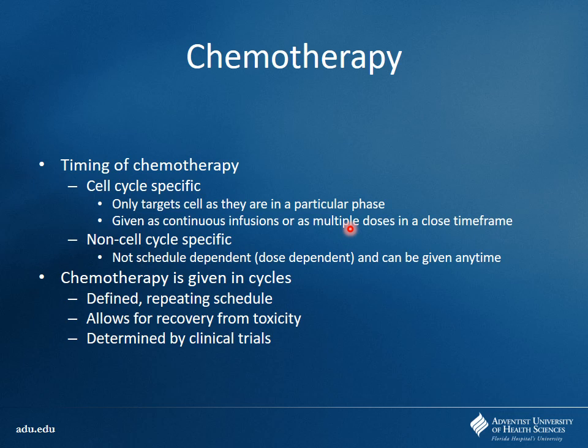I'll show you an example here of a chemo regimen just a little bit. But again, cell cycle non-specific drugs you can give whenever. It doesn't really matter. They're going to be affecting those cells regardless. And then we'll typically give chemo in cycles. These are defined repeating schedules, and again, this is all done by clinical trial. Usually someone else has done the clinical trial to figure out what's the best regimen for your patient, and that's what you're working off of. And these cycles also allow for recovery from toxicity, because I can't keep giving chemo indefinitely, because that will eventually kill the patient, right?